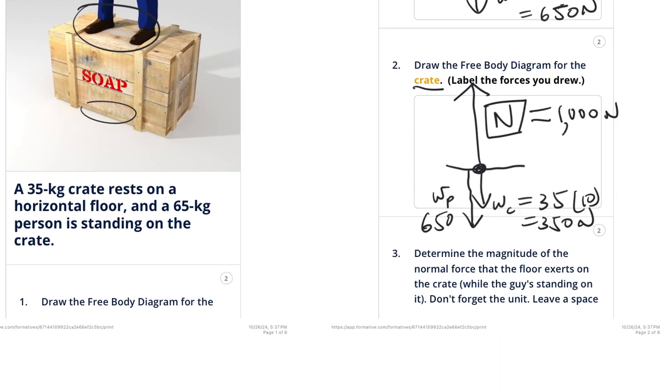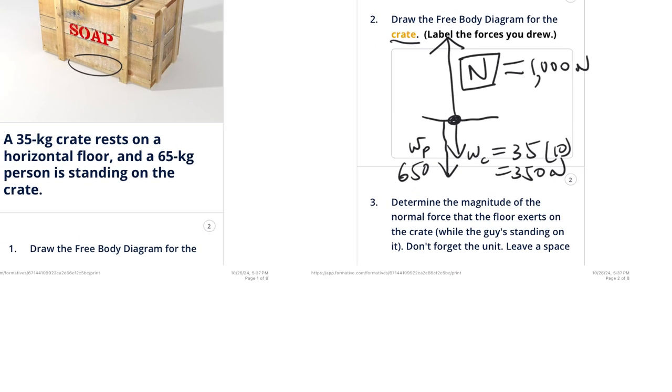Okay? Determine the size of the normal force that the floor exerts on the crate. We just did that. It's 1,000 newtons.